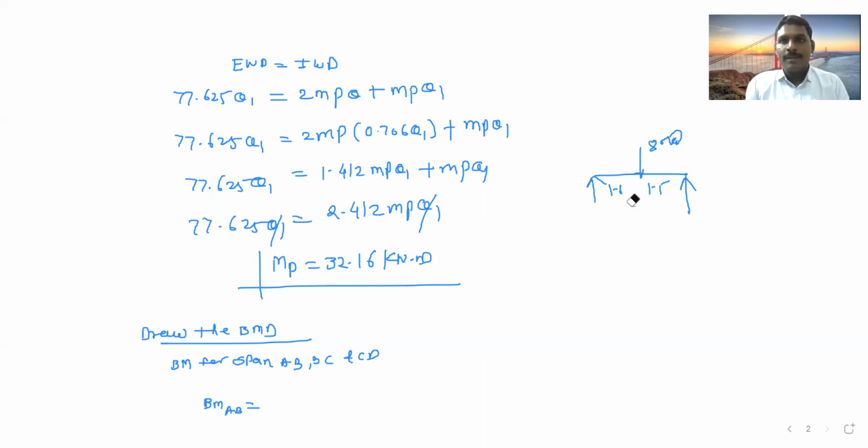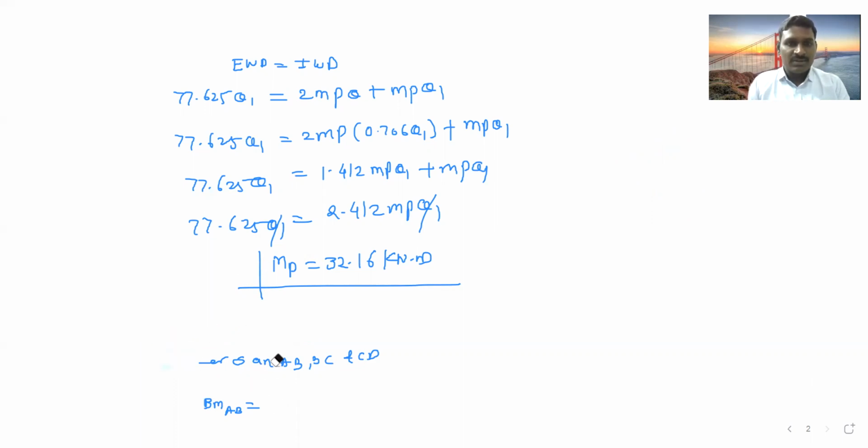Sorry, and we have to calculate the general bending moment, and we will draw the BMD. We will calculate it on the next page. So the bending moment for span AB, BC and CD. We have calculated the plastic moment. Now we will calculate the general bending moment.